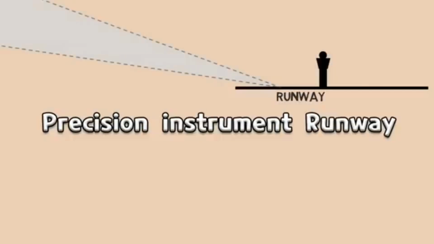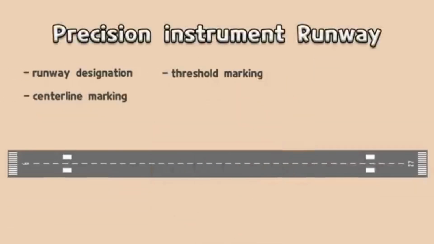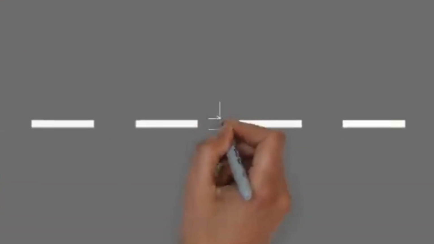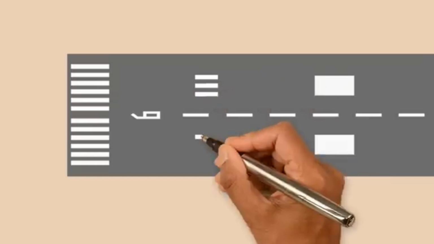Precision instrument runway means a runway having an existing instrument approach procedure utilizing an ILS or PAR and so on. The precision instrument runway has several additions from the basic form of the non-precision instrument runway. First, the minimum width of each centerline stripe is 36 inches. Second, a touchdown zone marking is added. The touchdown zone markings identify the touchdown zone area for landings.